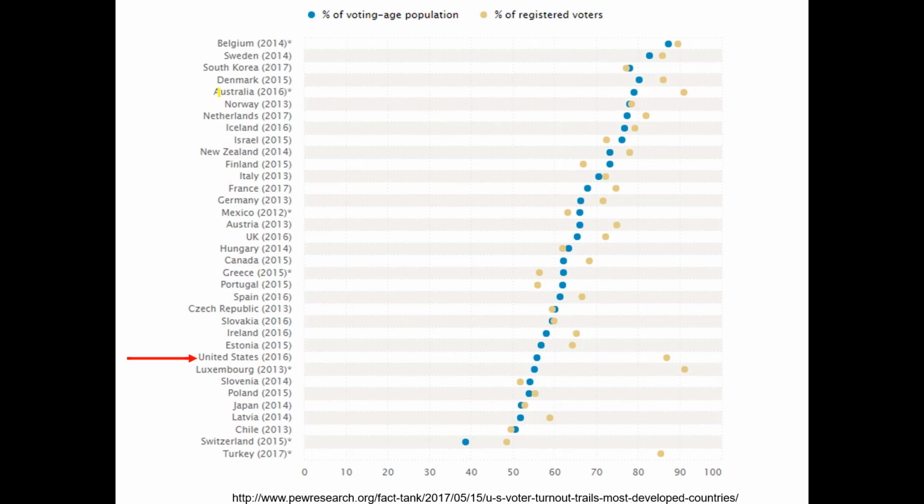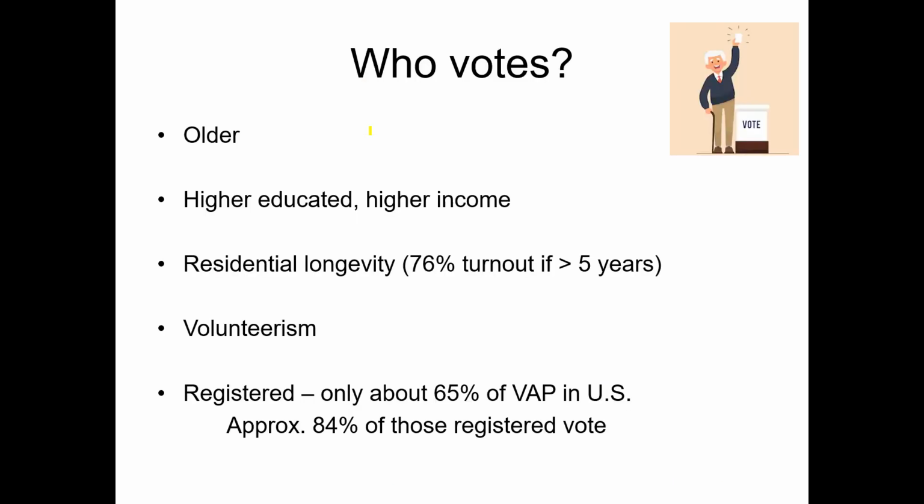Interestingly enough, Australia's is pretty high, in part because they have mandatory voting laws. There's actually a penalty for not voting. Sweden, however, one of the highest, does not have mandatory voting laws. It's more of a culture that's socialized into a voluntaristic culture where more importance is placed on voting.